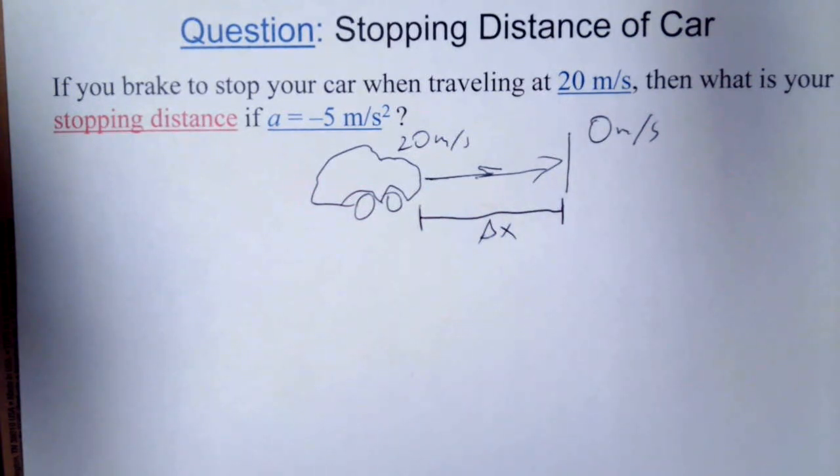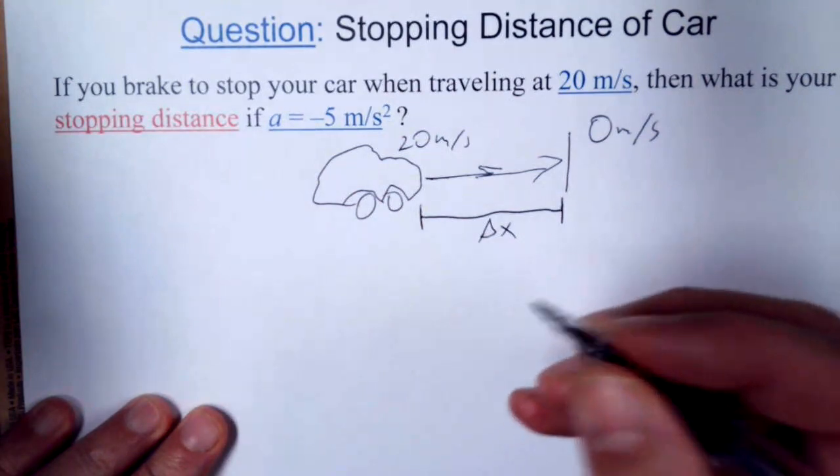Well, if we think about this, we know that the initial velocity is 20 meters per second, and the final velocity is 0 meters per second. So that means that the average over this run is going to be 10 meters per second. So if we just know the time, we can multiply 10 meters per second by the time, and then we get the distance, right? Velocity times time, or average velocity times time, gives us the distance. So that means we want to know how long it took.